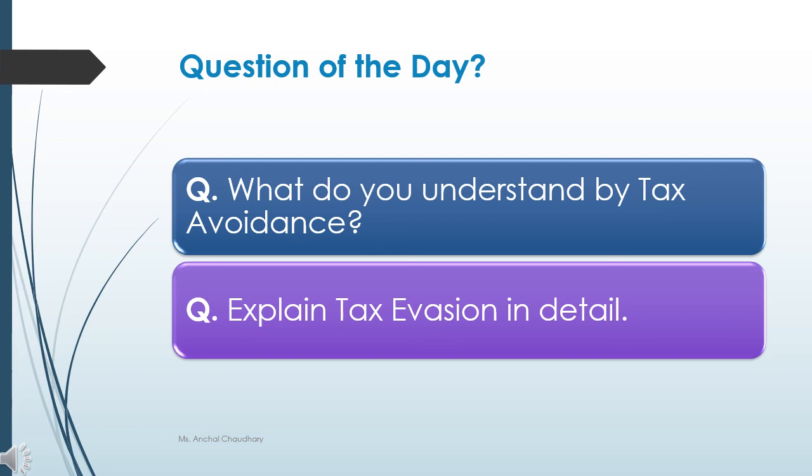So students, that's it for today. Here are the questions based on today's lecture. Question number 1. What do you understand by tax avoidance? Question number 2. Explain tax evasion in detail. So students, both of these questions have already been asked in your university exam. So solve both of these questions, and if you face any difficulty in any of the topics, then do let me know. I will arrange a doubt session for you then.